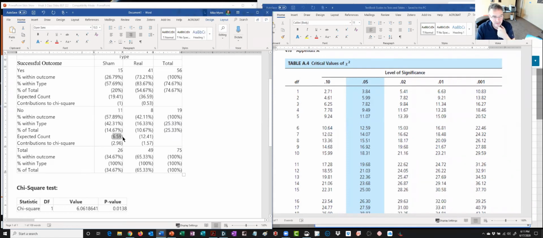So Taylor's asking, when do we apply the corrections? We have to look at the expected counts. If they start falling too low, we can use the correction. So this one we should use a Yates correction for. It'll just adjust this p-value ever so slightly.